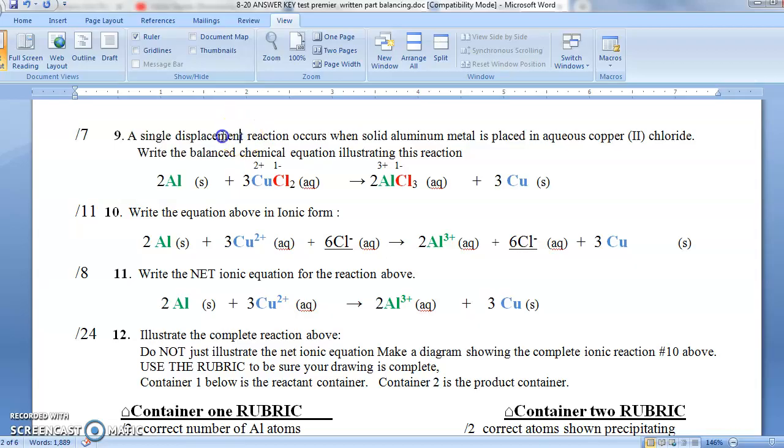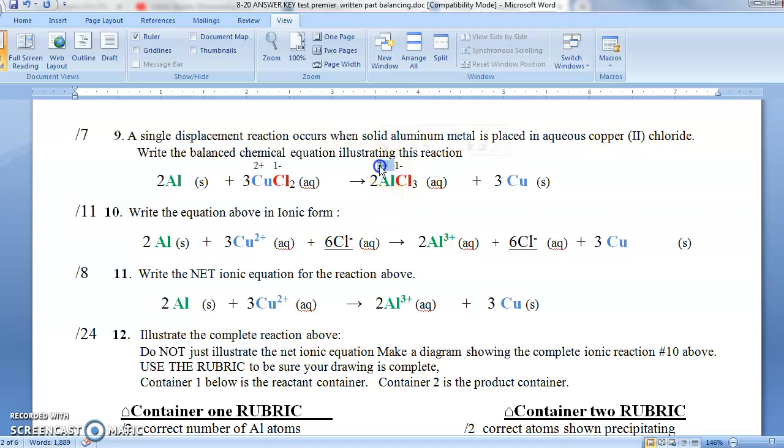They told us it's single displacement or replacement. That's telling us that this aluminum is going to replace or take the place of that copper. So this green aluminum is going to end up with the red chlorine. Metals replace metals. Non-metals replace non-metals. So this aluminum is going to replace the blue copper and end up with the chlorine, or the chlorides.